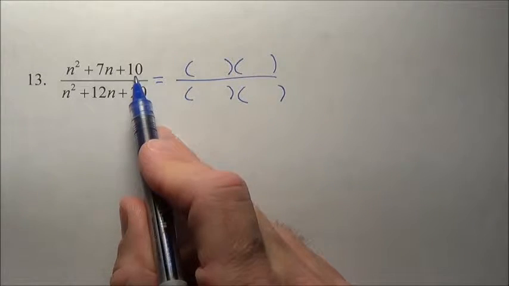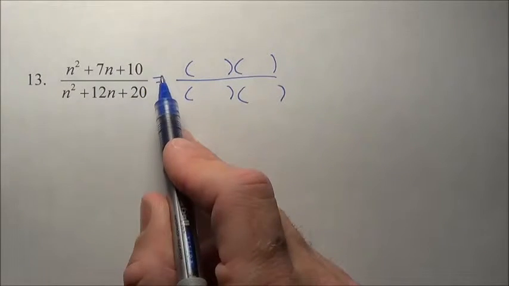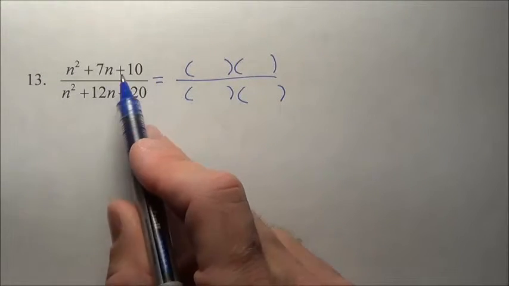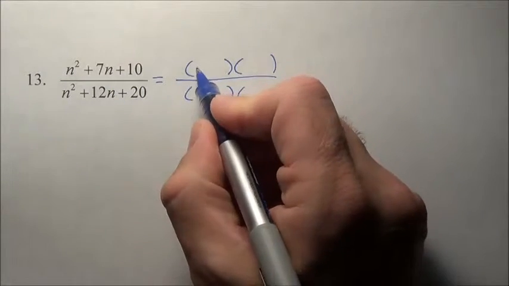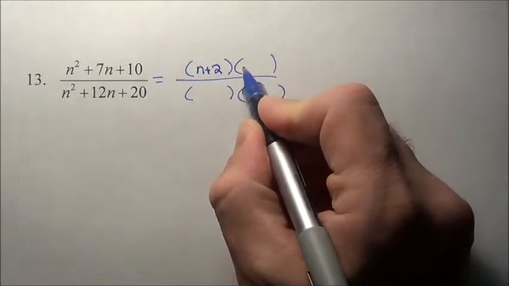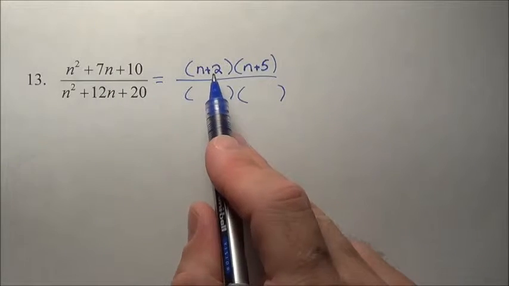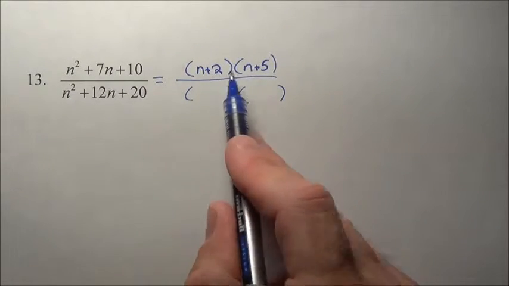For 10, the factors of 10: 1 times 10 would give me 10, 2 times 5 would give me 10, and it also would give me this here. So I can easily see this is an n plus 2, n plus 5. So I can see I get my 7n from the 2n and the 5n, and 2 times 5 gives me my 10.